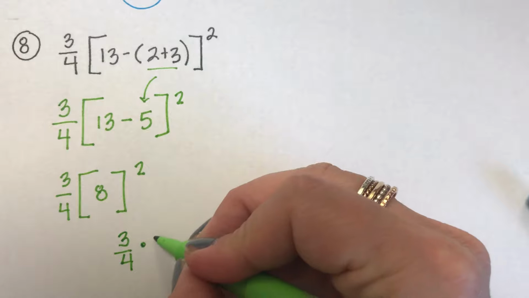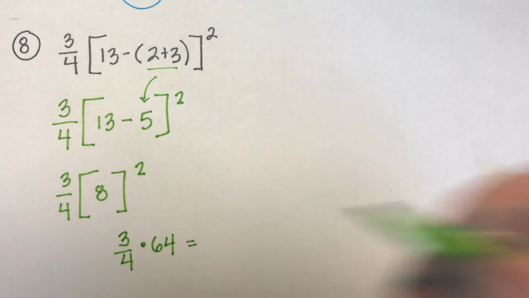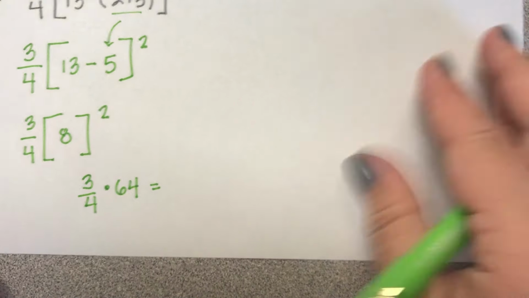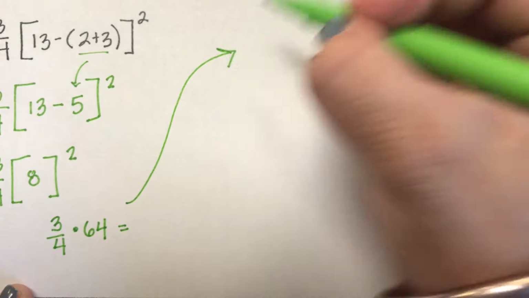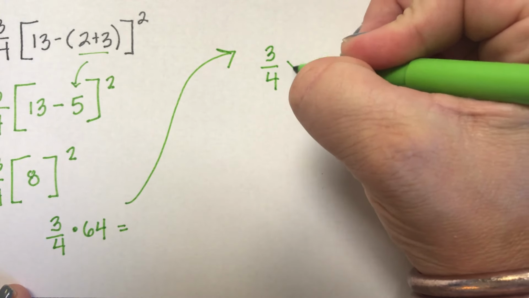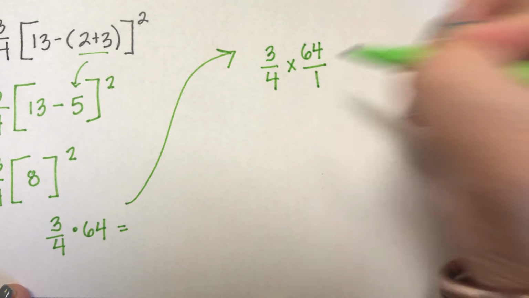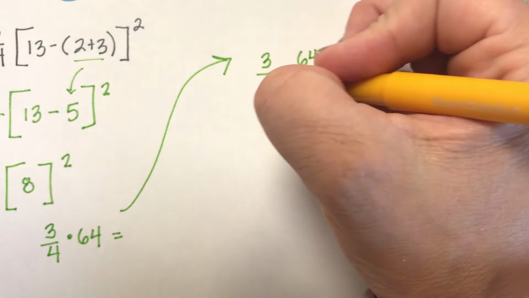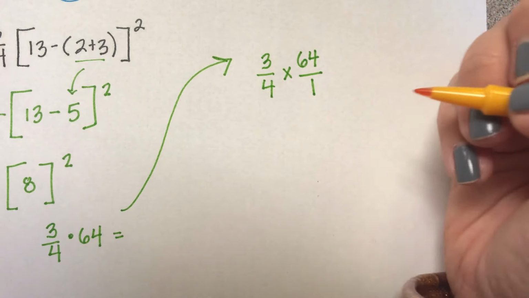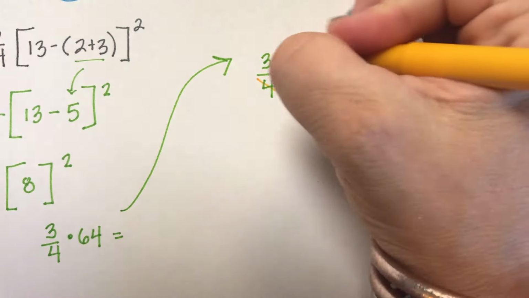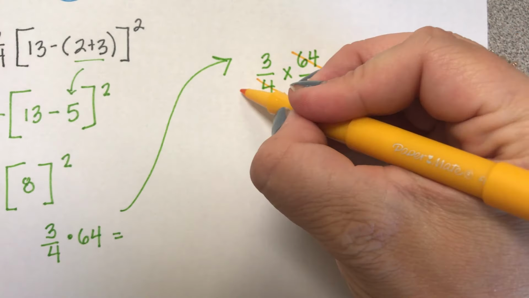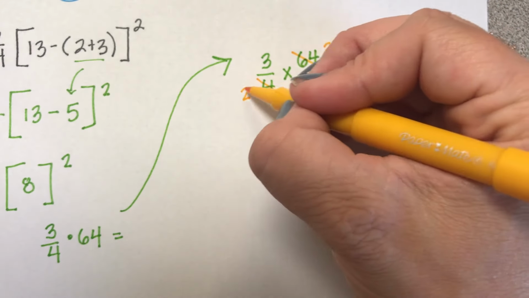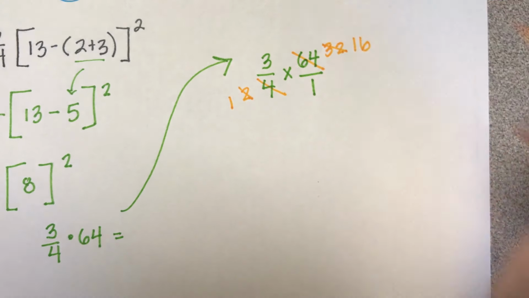So 3/4 times 64. If you're a little bit rusty on how to do this, I'm going to come over here. So 3/4 times 64/1. What I can do is cross reduce. What are these two both divisible by? I know they're both divisible by 4, but let's just say I didn't. They're both divisible by 2, so that's 2 and 32. Those two are still even. They're both divisible by 2, so that's 1 and 16.